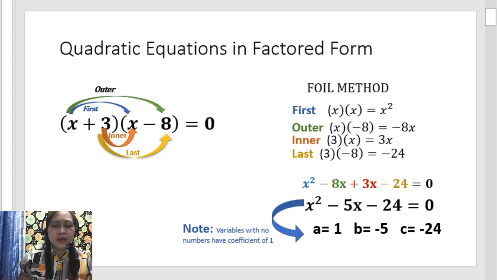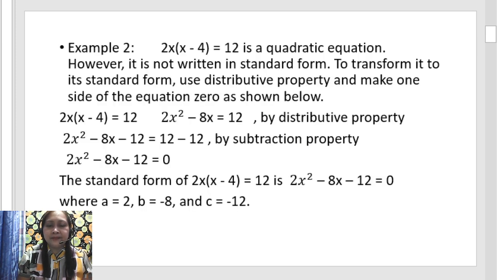So meaning, no need for you to write the variables if we want to know only the values of a, b, and c. And always remember that the minus sign will be the sign of the given number. Like this one, negative 5x, so negative 5. Okay, another example.